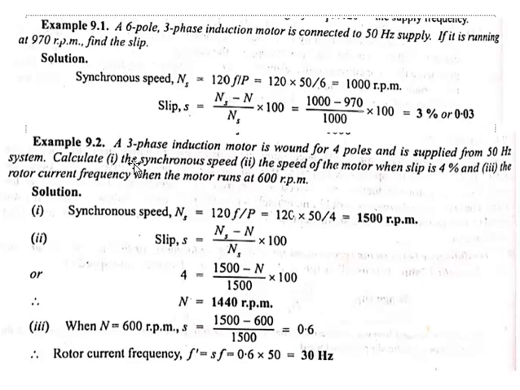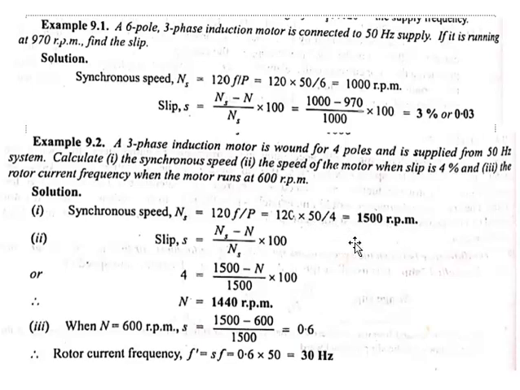Next one: a 3-phase induction motor is wound for 4 poles, number of poles P is equal to 4, and is supplied from a 50 Hertz system, F is equal to 50 Hertz. Calculate the synchronous speed, number 1; the speed of the motor when slip is 4%; and the rotor current frequency when the motor runs at 600 RPM. So 3 sub questions are there. First is synchronous speed. Ns is equal to 120 F by P. Substitute all the values, we get 1500 RPM.